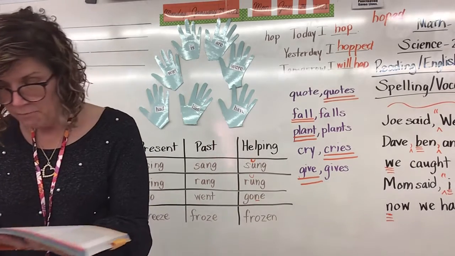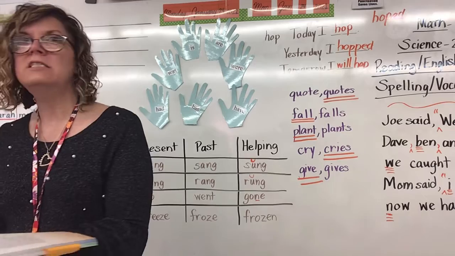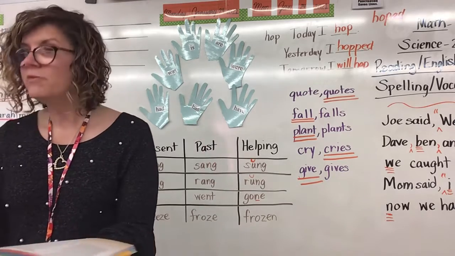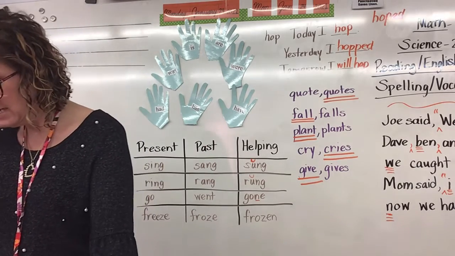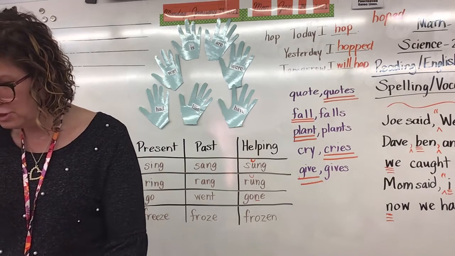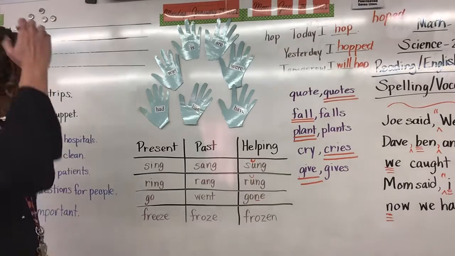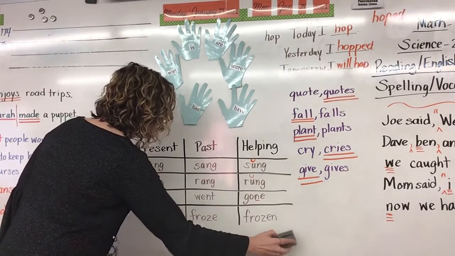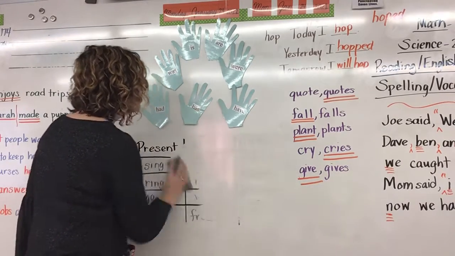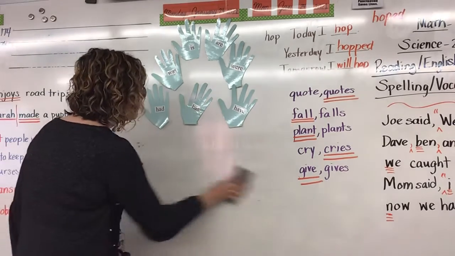Has frozen. My brother and I are watching the snow. Brantley. Are watching. Are is the helper. Watching is the action verb. Very good. Alright, now we're going to go and make up the study guide.